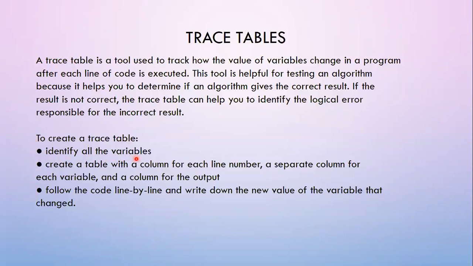So, how do I create my trace table? First of all, I'm going to identify my variables. Further into the slide, I'm going to explain variables. Then, I'm going to create a table with a column for each line number and a separate column for each variable and a column for the output. Then for each row, it's going to be a code line by line and write down the new value.